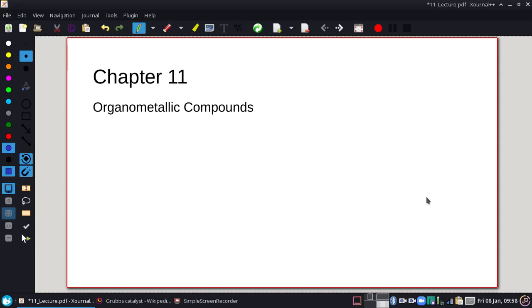Okay, in this chapter we're going to be looking at organometallic compounds. Now, where this comes in really handy is it's a way of making new carbon-carbon bonds. It's very useful because technically to create that new bond, we're going to have a situation where one of the carbons is acting like a nucleophile and the other one is acting like an electrophile.